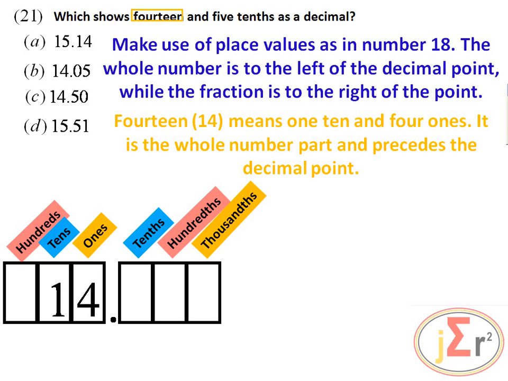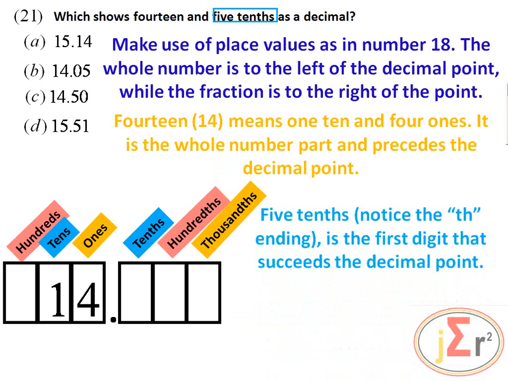So there we have our 14 to the left of the decimal point, and 5 tenths. Notice the TH ending is the first digit that succeeds the decimal point. So the first digit after the decimal point is our tenths digit. So we have 5 tenths.